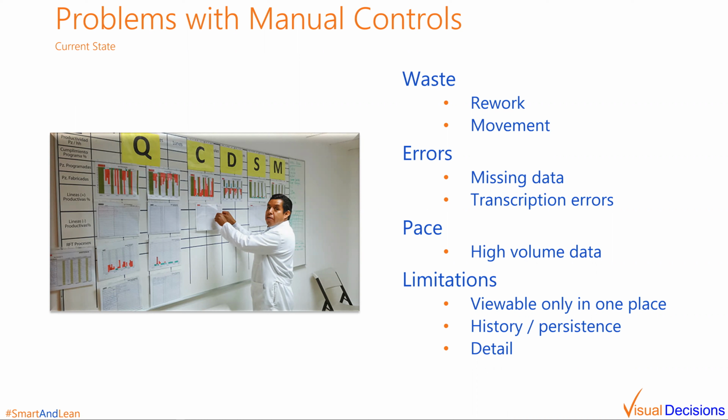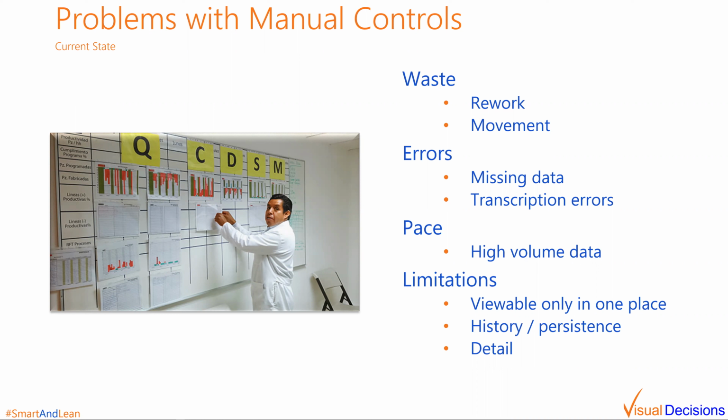There are errors, there's missing data where people don't get out there to update their information. There's transcription errors. They might have counted wrong and so forth. This just really doesn't work in high volume environments where just the pace is too high to keep up with on a manual basis. There are a lot of limitations.